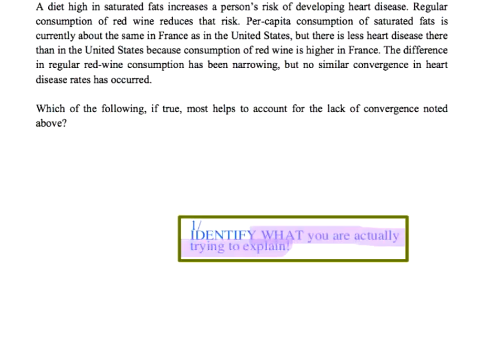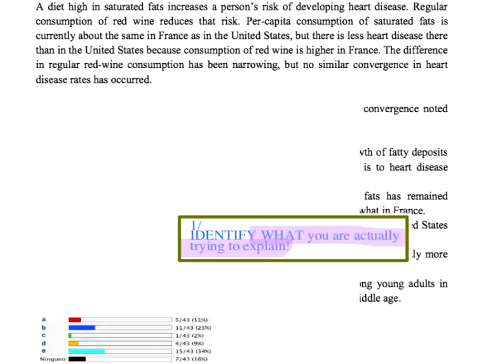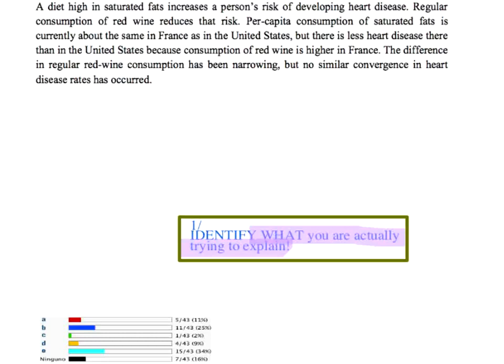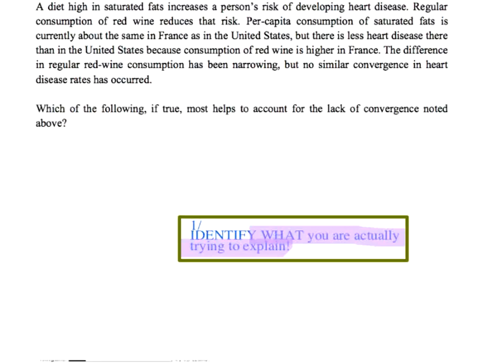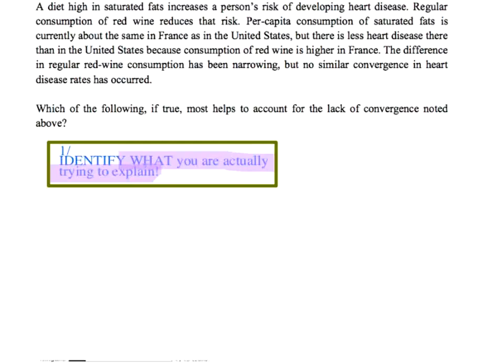So the question here is, what are we actually trying to explain? And notice one thing they do that kind of helps you out here: this time they don't just say, like, what's the discrepancy? This time they actually kind of tell you what you're supposed to explain. If they tell you, make sure you are not ignoring them. Because here they're giving you more clues than usual.